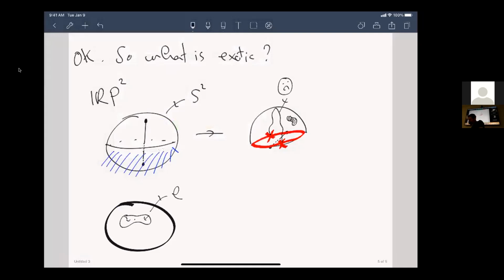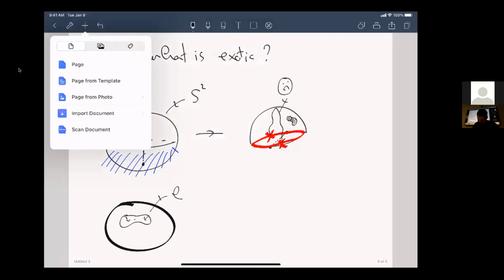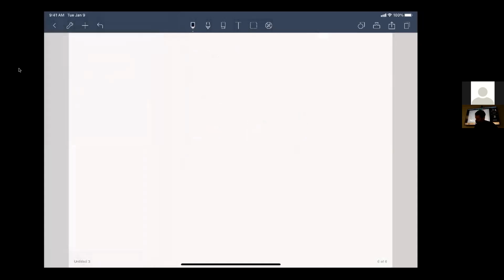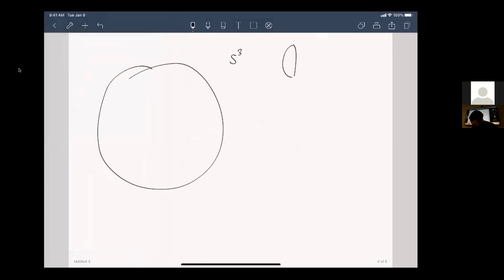Okay, so that was just a warm up for you. Now we're gonna do something a little harder. We're gonna think of RP3. So this is S3 to start with. And S3 you can think of as the union of 2 hemispheres. So this is a 3-ball. These are both 3-balls, and I'm joining them along a common boundary, which is an S2 boundary.